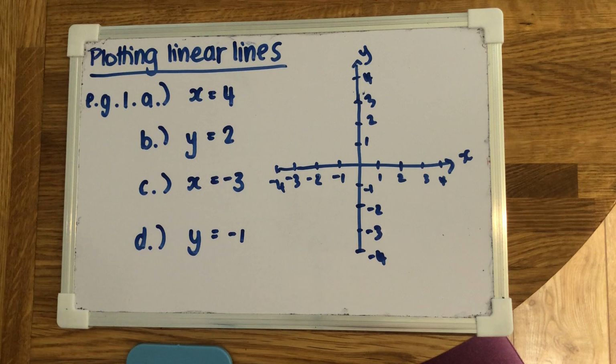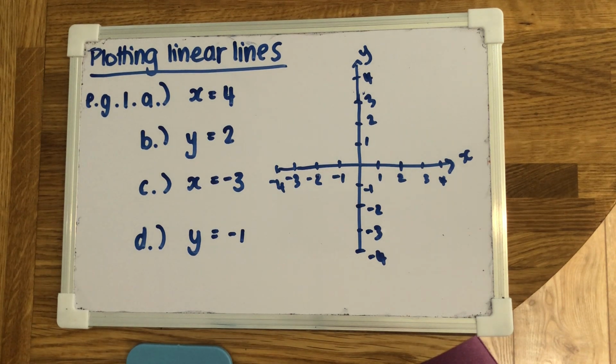So these ones here for EG1 are classed as the easiest lines that you should be able to plot. And the reason why they say they're easiest is because they don't need a table of values, okay? On the next slide, I'll show you what I mean by a table of values, but for now, you don't need to know what they are.